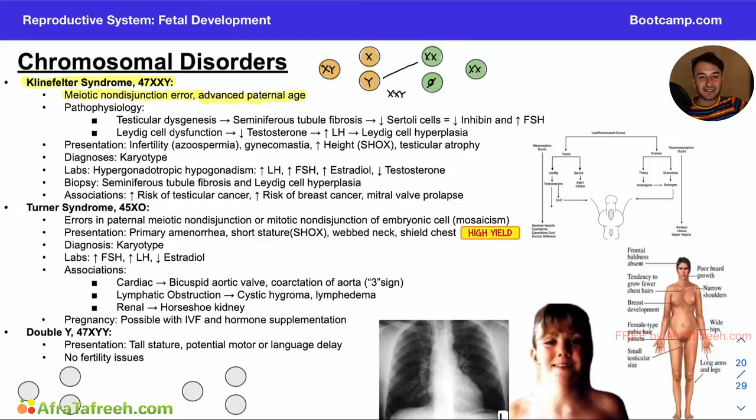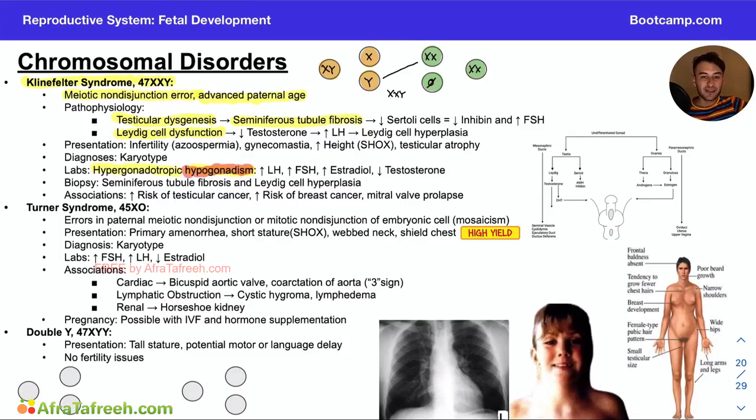So in terms of our XXY genotype, in terms of phenotype, this is going to cause testicular dysgenesis, which is going to present as seminiferous tubule fibrosis as well as Leydig cell dysfunction. Now, I want to insert a term here that's really important. This is going to be hypergonadotropic hypogonadism. So we talked about how we're getting hypogonadism here because our testes are not developing properly.